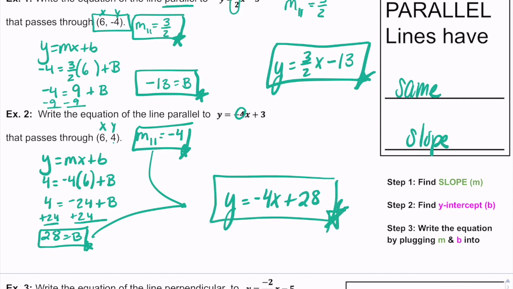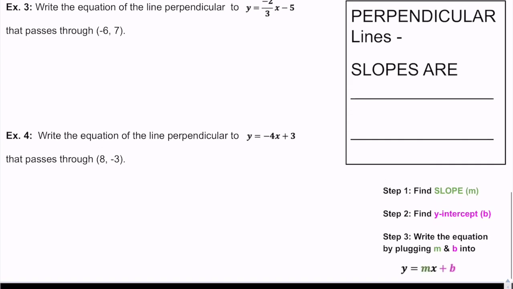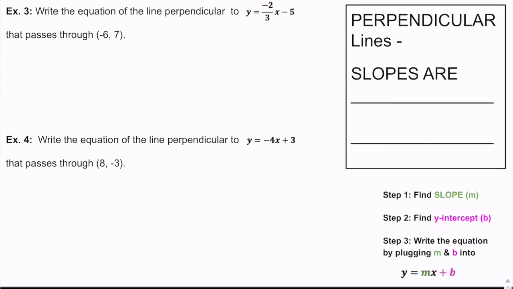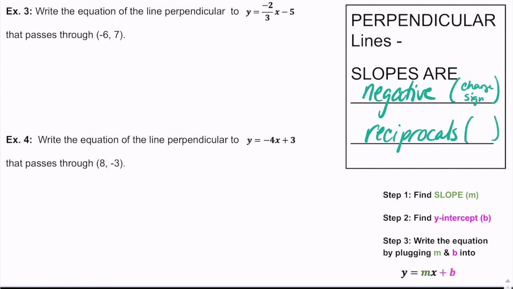Okay, that's all there is for parallel lines. So then what happens for perpendicular lines? For perpendicular lines, the slopes, remember, are negative reciprocals. Sometimes you'll hear it as opposite reciprocals. Remember, the negative part just means to change the sign, which is why opposite reciprocals also make sense. And for the reciprocals, we want to invert that fraction, or flip the fraction.